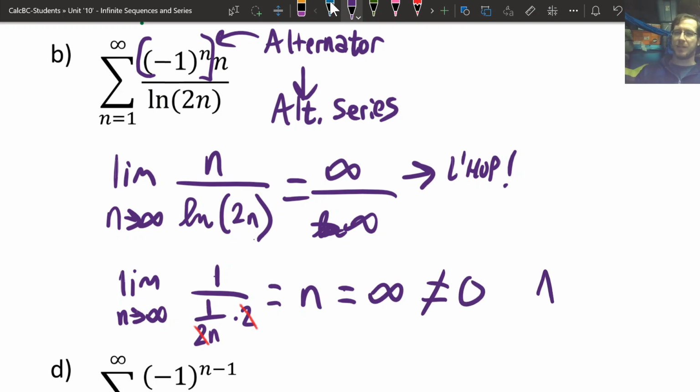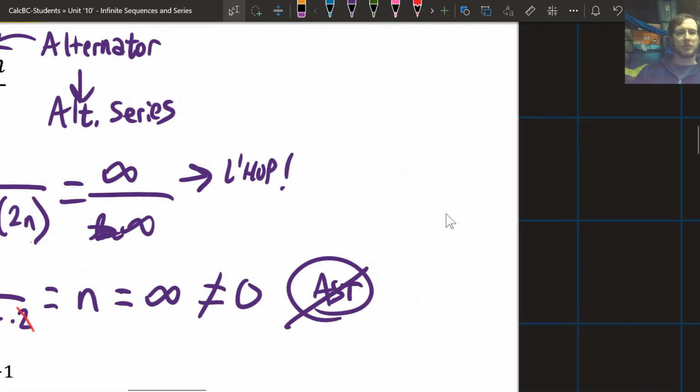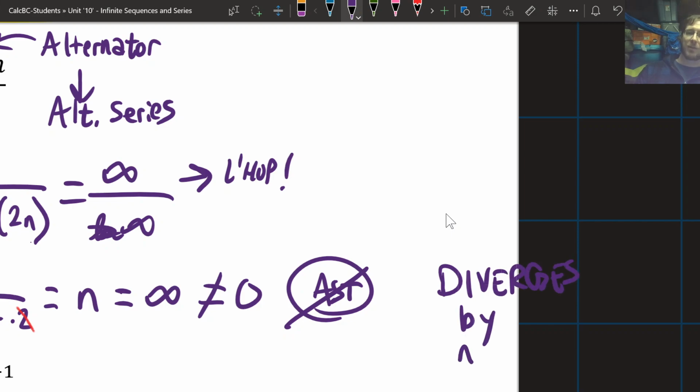We can't use AST here either. But since the limit as n approaches infinity of the rest of our function went to infinity, we can say that our series diverges by the nth term test.